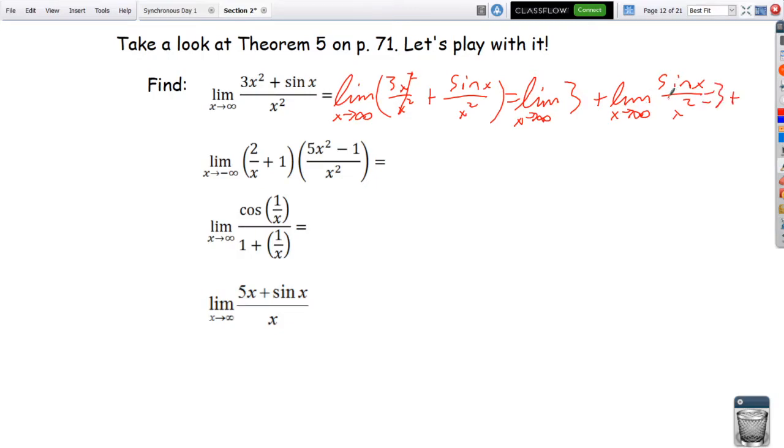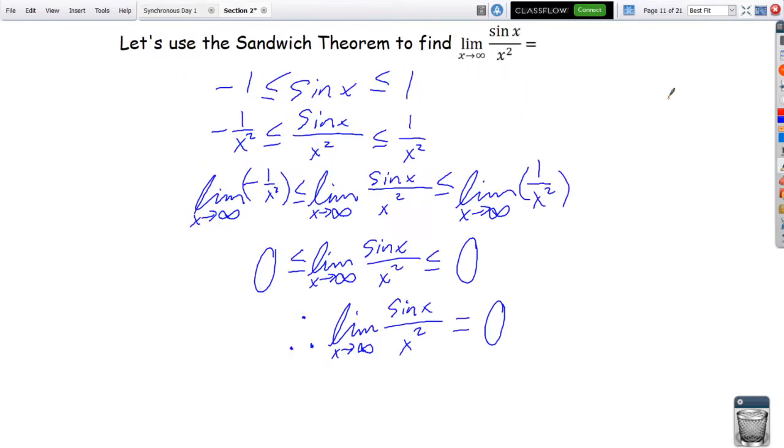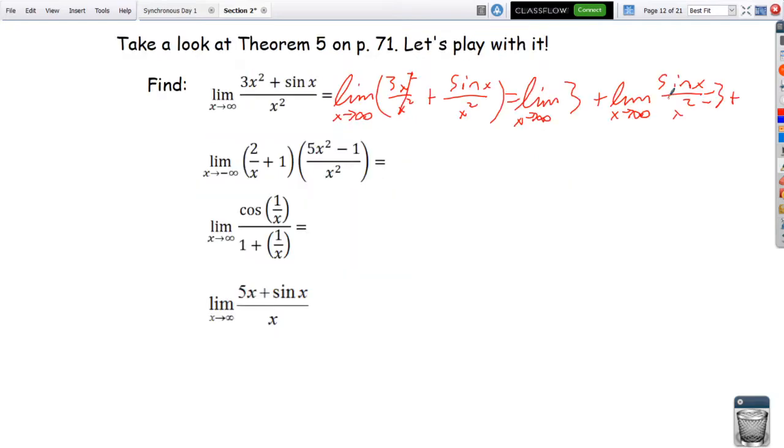But I don't know what this is. Those of you following along at home recognize that that's this problem right here, one that we just did. So I know that this value is 0. Limit as x approaches infinity of 3x squared plus sine x all over x squared is equal to 3. And then you're done. Now you can graph that in your calculator, and you can actually see that the horizontal asymptote of 3x squared plus sine of x all over x squared is going to be 3. And it's fun to try that out.